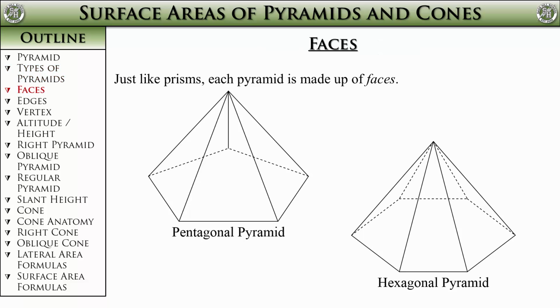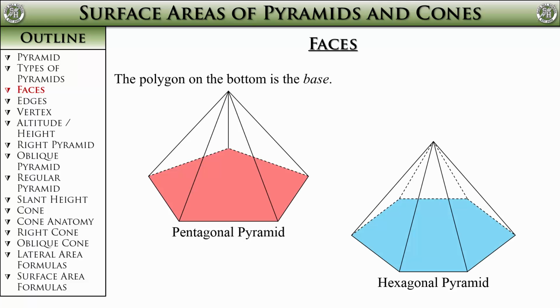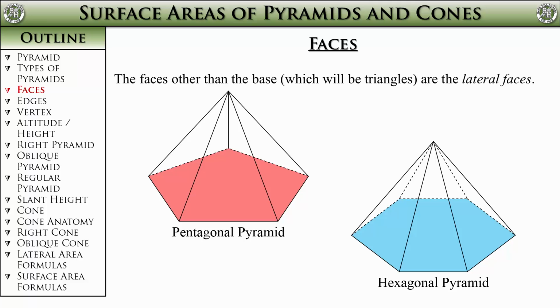Just like prisms, pyramids are made up of faces. Every side of a pyramid is a face. And also just like prisms, the faces are split into two groups. The polygon on the bottom that we've been talking so much about is called the base. Obviously, a pyramid only has one base, where a prism has two. The other faces other than the base, which will always be triangles, are the lateral faces.